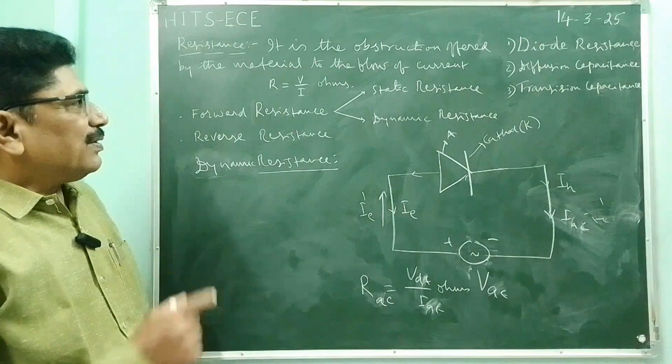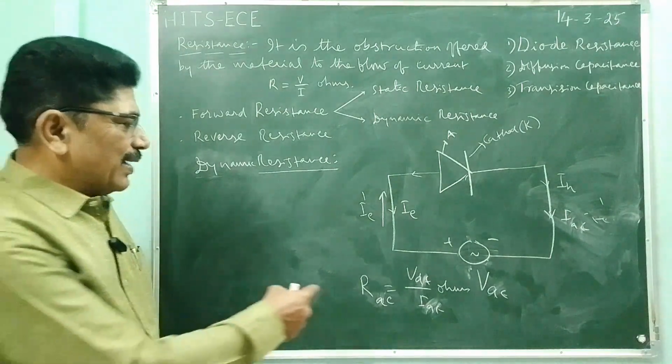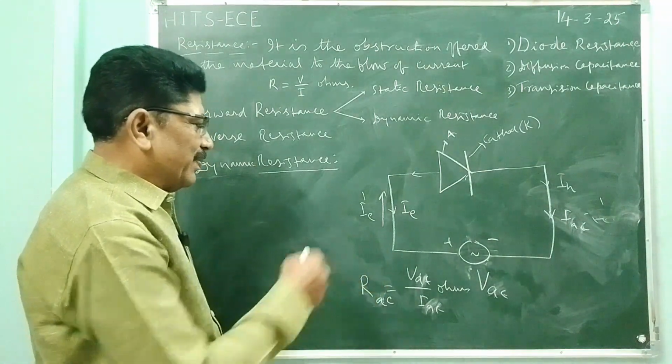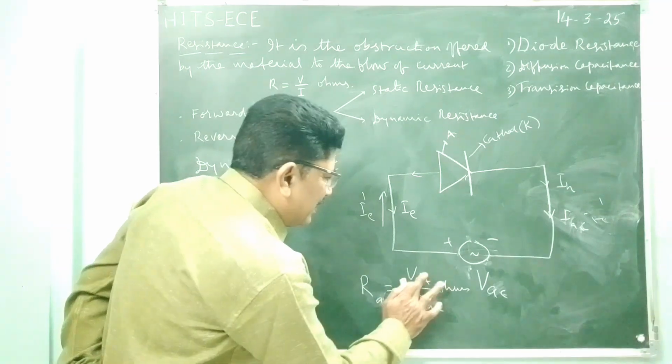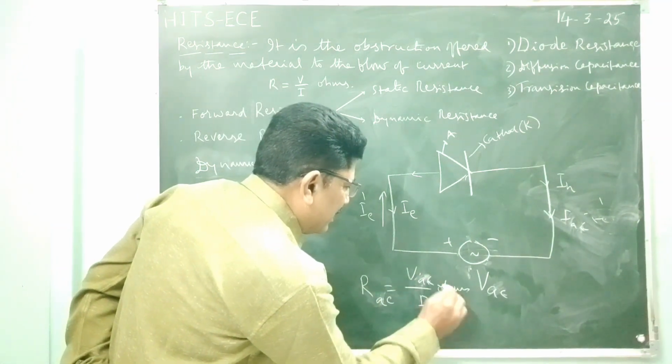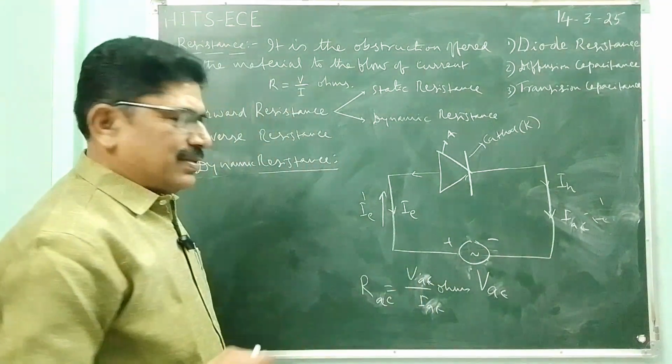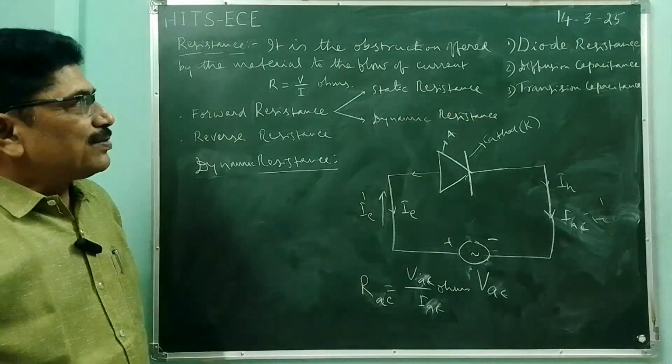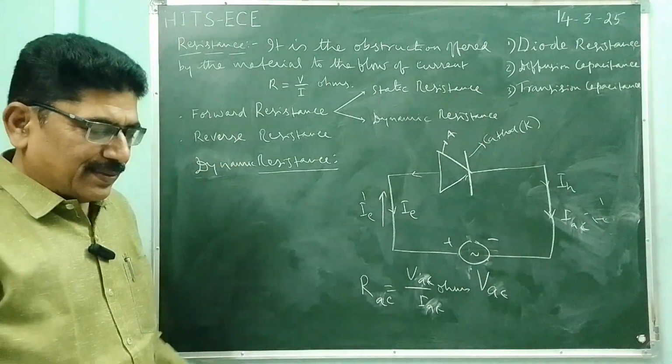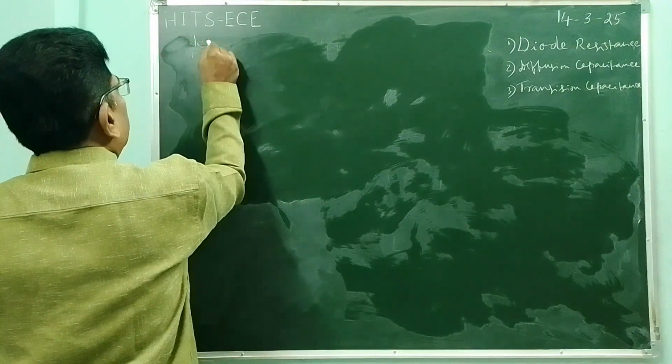So dynamic resistance can be written like this: RAC is equal to VAC by IAC. Units are the same, ohms only. Next we will see about the diffusion capacitance. Diffusion capacitance.